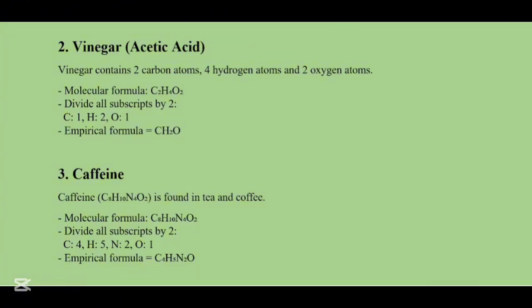So you will see that 2 divided by 2 will result in 1. 4 divided by 2 will result in 2, and 2 divided by 2 will result in 1. So the empirical formula will be 1 ratio 2 ratio 1, or you can say CH2O.